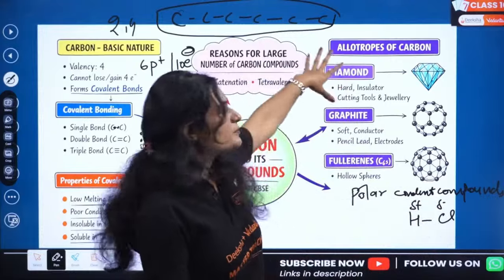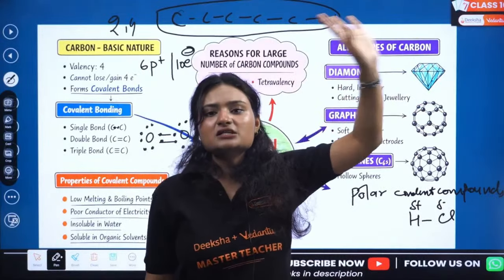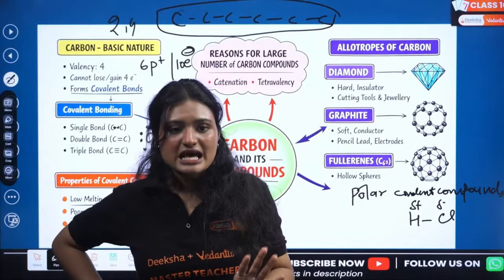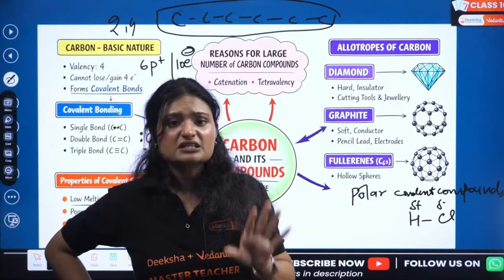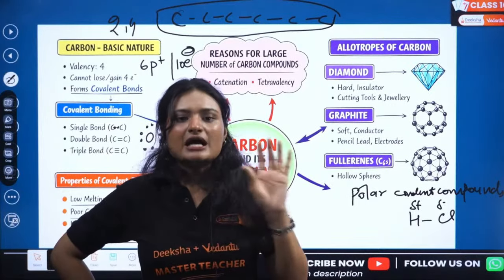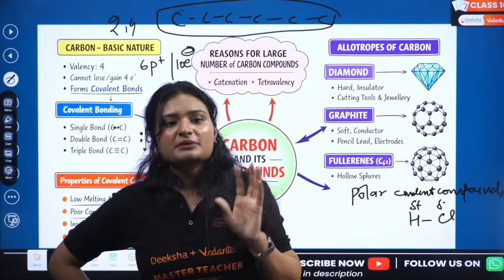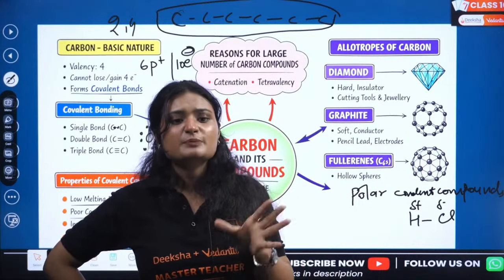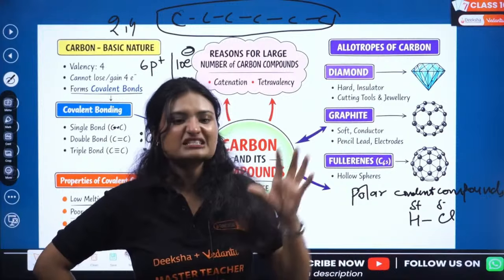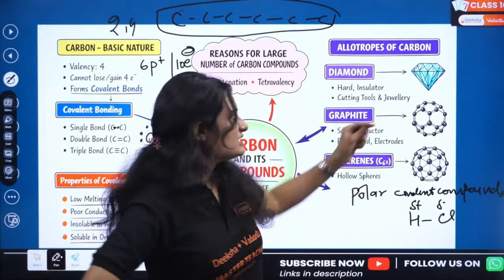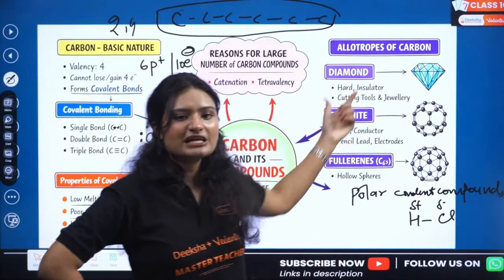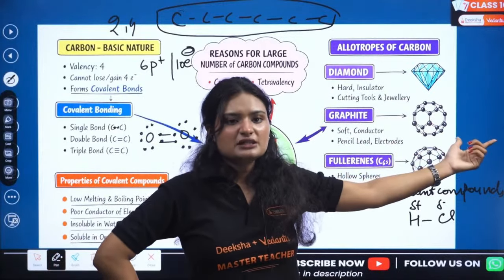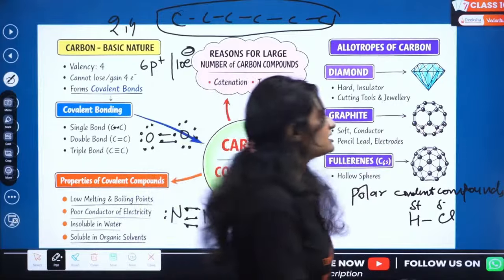Okay, now allotropes. What are allotropes? Allotropes are those that are made up of the same chemical element, having the same chemical properties, but differing in physical arrangement and physical properties. For example, we have 3 allotropes of carbon: diamond, graphite, fullerenes. Diamond is an allotrope of carbon that looks like this actually.